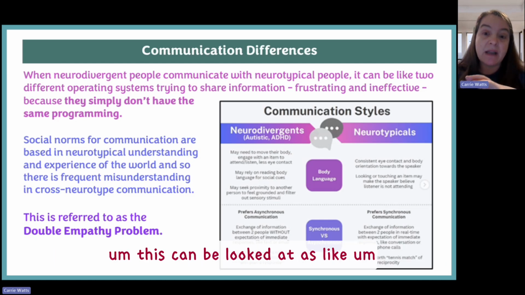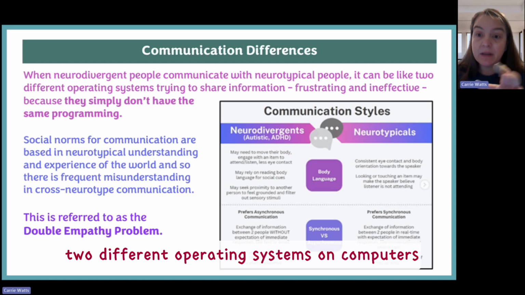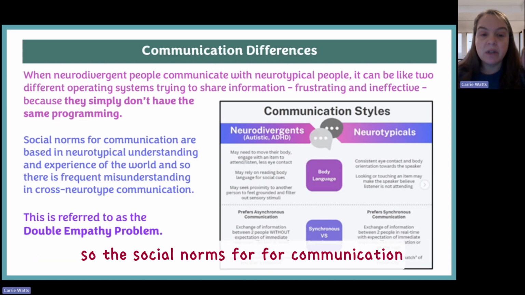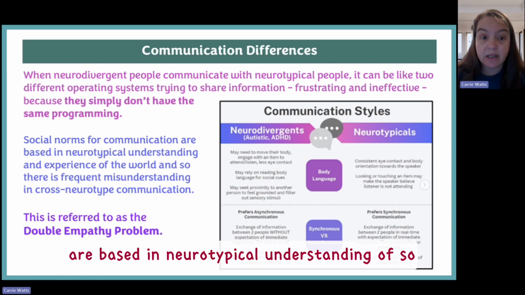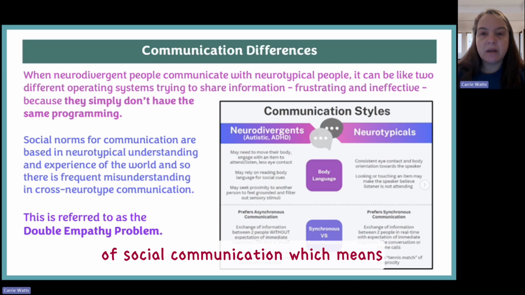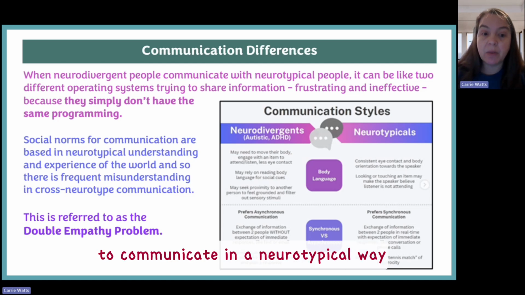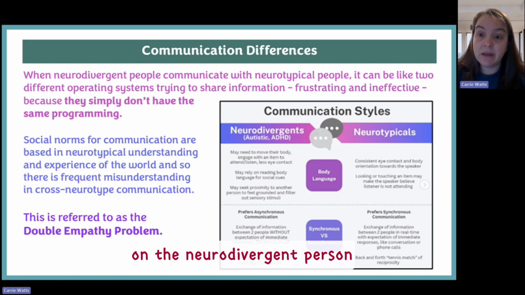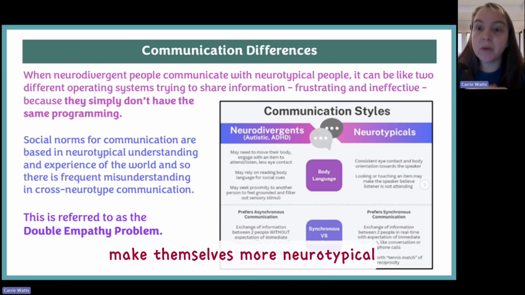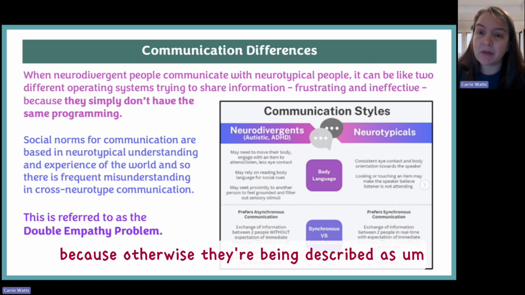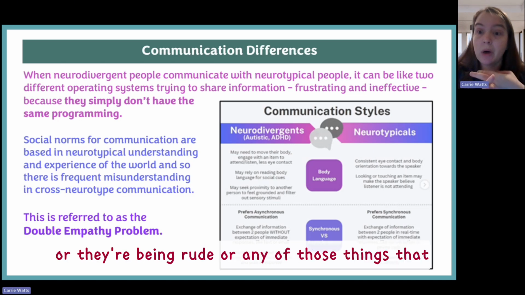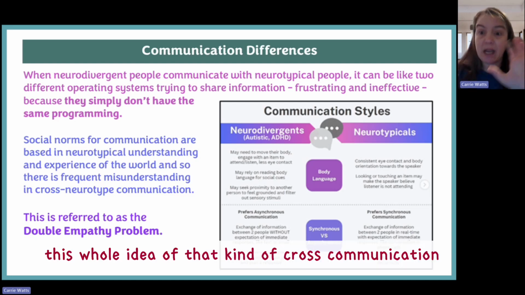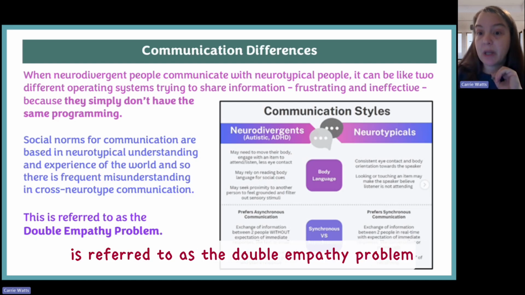This can be looked at as like two different operating systems on computers trying to talk to each other. It's very often frustrating and ineffective because they simply don't have the same programming. So the social norms for communication are based in neurotypical understanding of social communication, which means most people expect people to communicate in a neurotypical way. There is frequently misunderstanding, but there is also the added burden on the neurodivergent person to try to make themselves more neurotypical in the way that they communicate, because otherwise they're being described as being obstructive, or rude, or any of those things that we get around communication. And this whole idea of that cross communication difficulty is referred to as the double empathy problem.